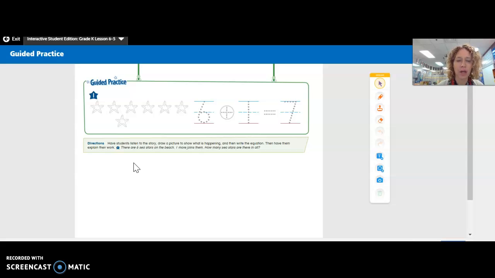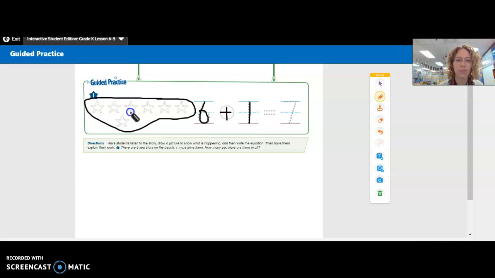There are 6 sea stars on the beach. One more joins them. How many in all? So first of all, we need to show that 6, do you see that? 6 starfish were at the beach. One more joined them. How many in all? So this is one way they showed by like this. And you can color those if you want. Another way is we started again, 6 starfish on the beach, and then one more joined them. How many altogether? Let's count.